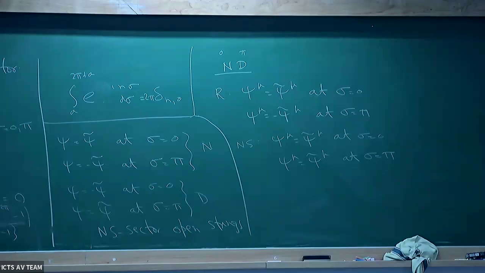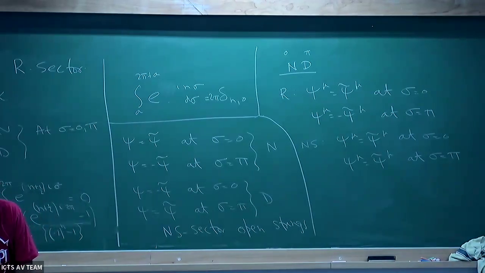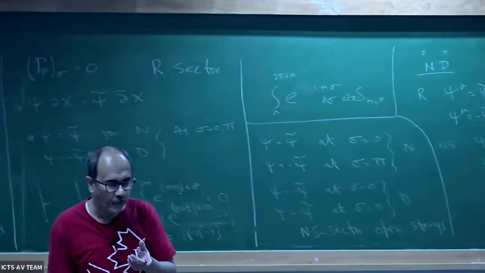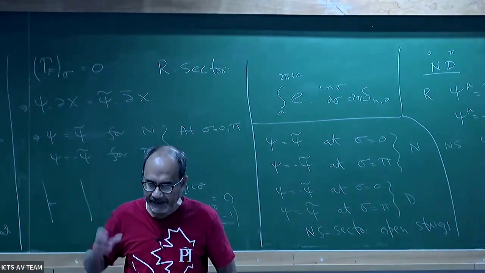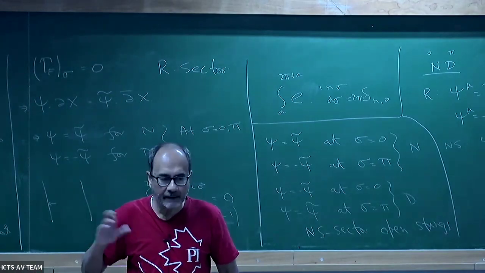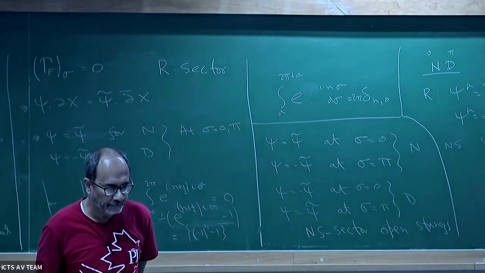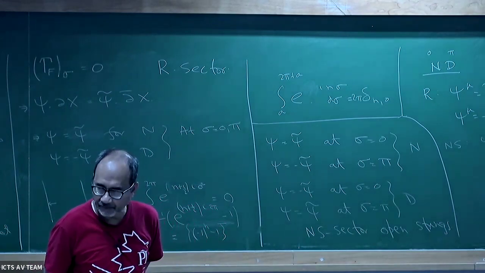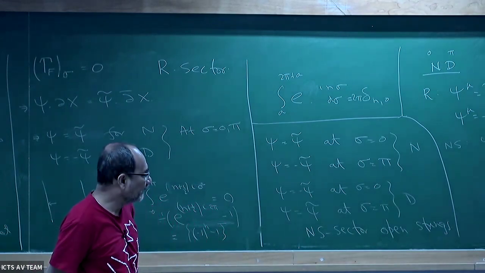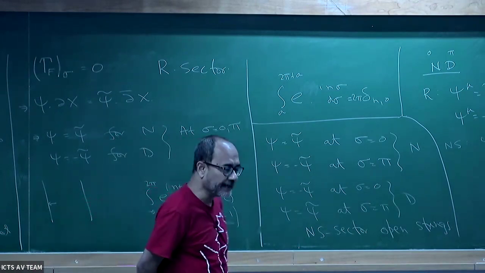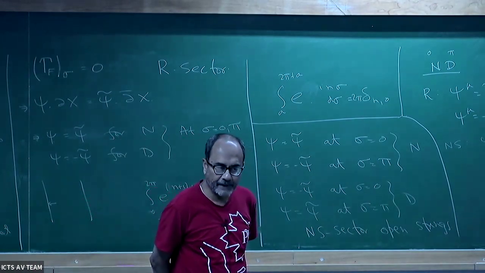So while in the psi sector, the spectrum will look the same, right? If you change both, if you change N to D at one end and R to NS, you'll have the same kind of oscillators. We'll work out the oscillator algebra. But in the X sector, it will be different.